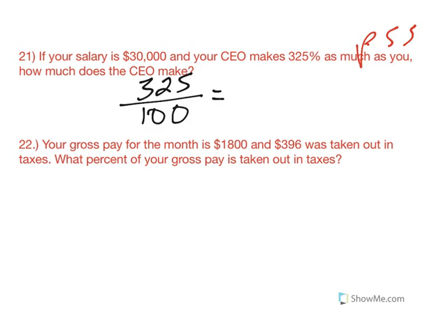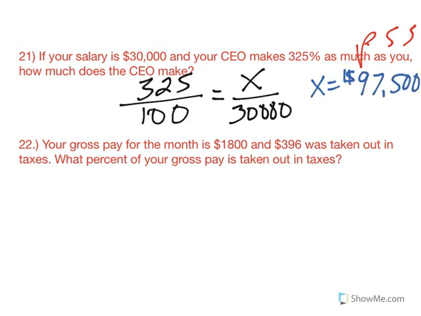Who's on the top? Who's on the bottom? The CEO or you? Well, the CEO is making more. So the CEO's on the top. You are on the bottom. Cross multiply, and you are now depressed because you find out that your CEO brings home $97,500 compared to your $30,000. But my guess is they have more stress.